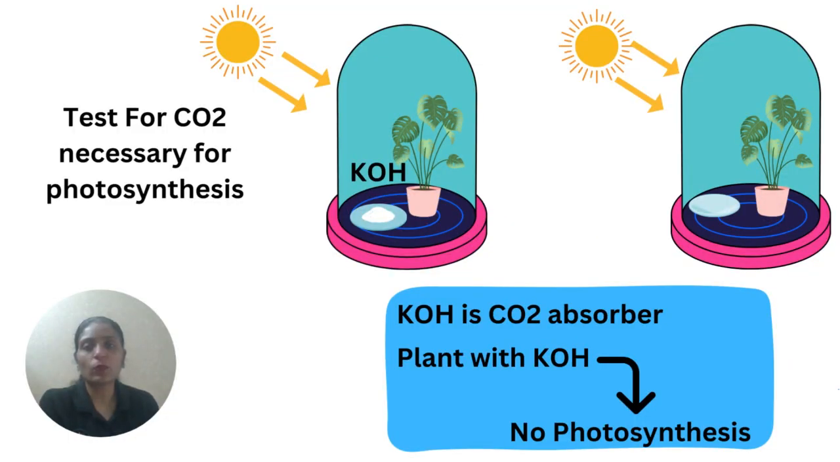The second important component of photosynthesis is carbon dioxide. We all know that carbon dioxide is used by the plants to convert into carbohydrate or glucose form. Carbon dioxide is taken from the atmosphere by the stomatal pores of the leaves. Now, in this experiment, we have kept two healthy potted plants, and with one plant we have kept a watch glass with potassium hydroxide, KOH, and in another watch glass, it's empty, nothing is kept.